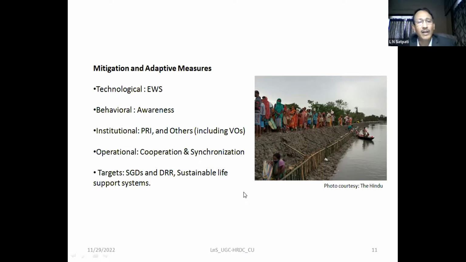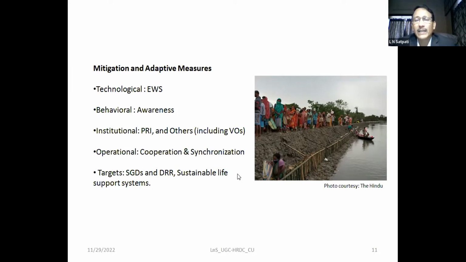Some targets. So we need to focus on some targets in the line of the sustainable development goals, from poverty alleviation to making them resilient within their homelands. And for that, we must incorporate the disaster risk reduction strategies and targets in the Sendai framework for sustainable life support systems.